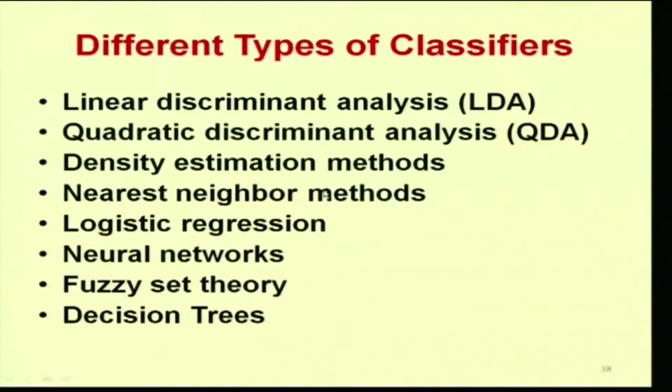So, when you talk about classifiers, there are very different types of classifiers. I am just going to mention the names, and I am going to talk about one. Linear discriminant analysis, quadratic discriminant analysis, density estimation methods, nearest neighbor methods, logistic regression, neural networks, fuzzy sets, decision trees. Decision trees are what we are going to talk about. So, what are decision trees?